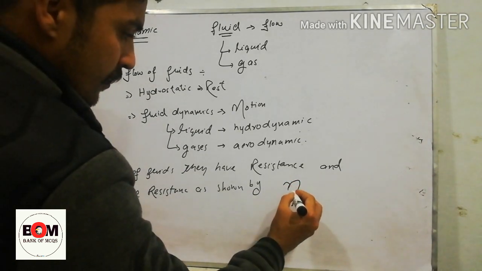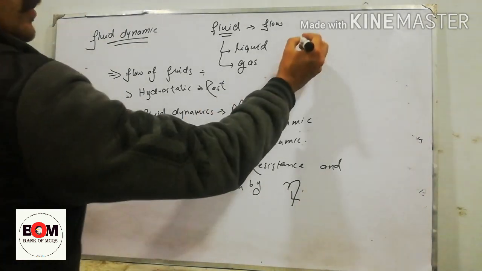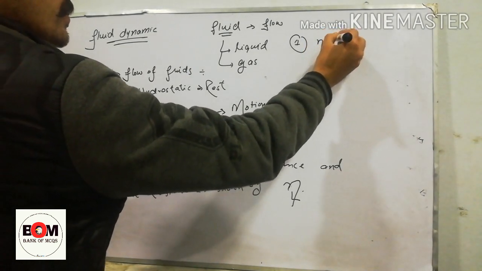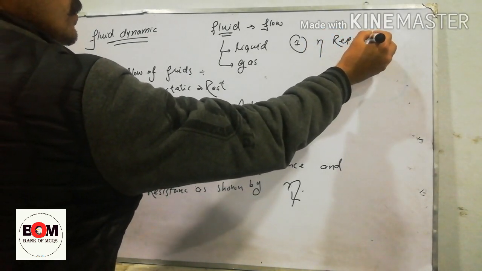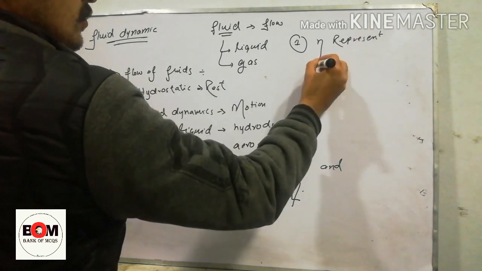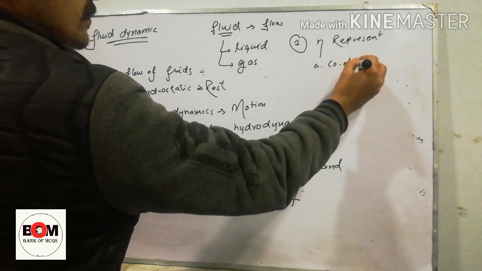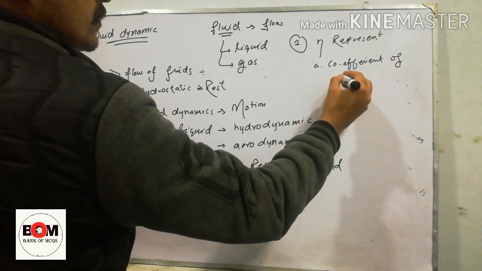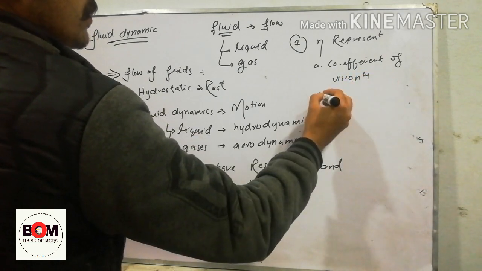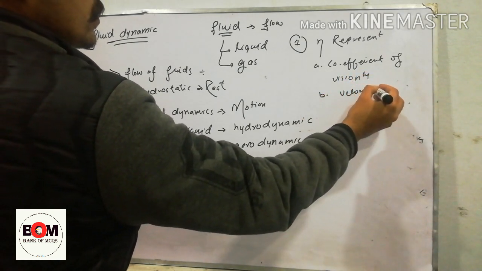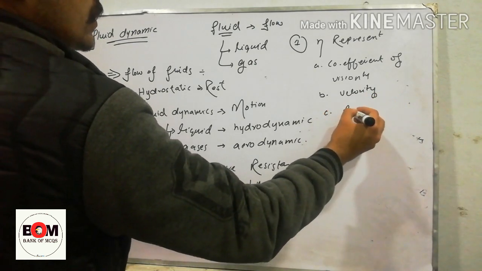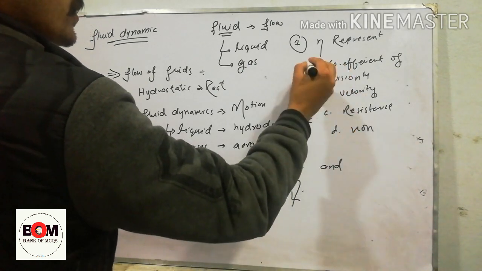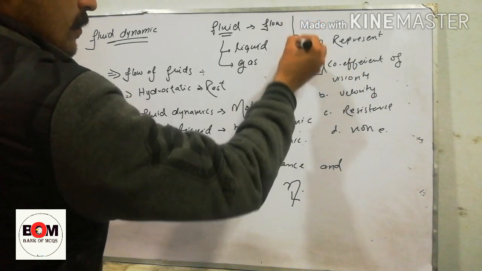Eta represents, MCQ number one. Anyone can ask you, or even it may come, that eta represents: A, coefficient of viscosity, or B, velocity, or C, resistance, or D, none. So option A is right.